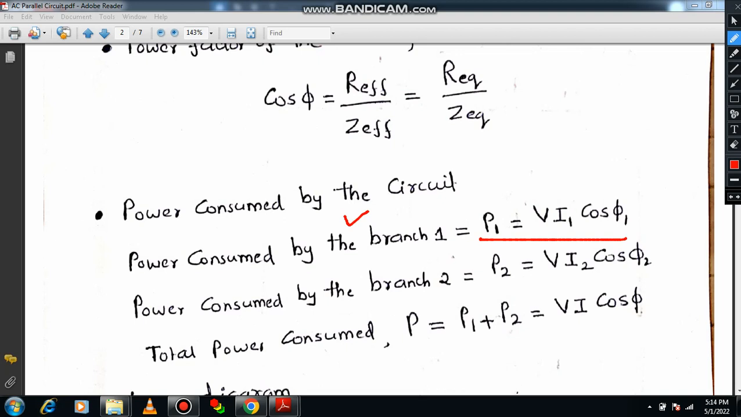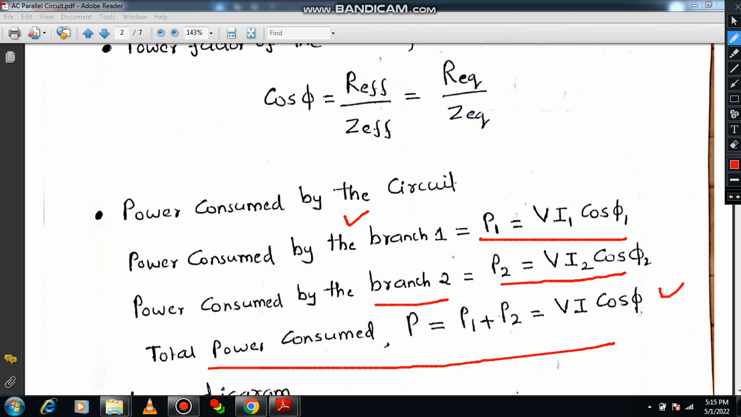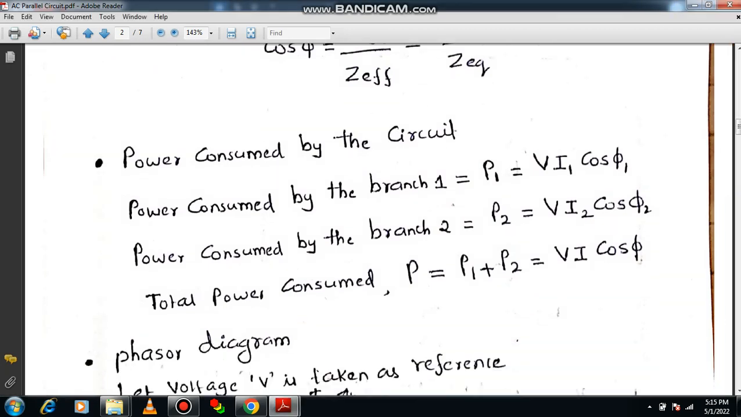Because it's a parallel circuit, the same voltage is applicable for branch 1 and branch 2 respectively. So if I talk about branch 2, P2 is equal to VI2 cos phi 2. Here also the voltage remains the same, that's why I have written V. Therefore, if you want to compute the total power consumed in the particular network, that is given by P1 plus P2. It is nothing but VI cos phi. So tell me what is the value of power consumed in this particular parallel circuit, VI cos phi. Hope you understood the concept.